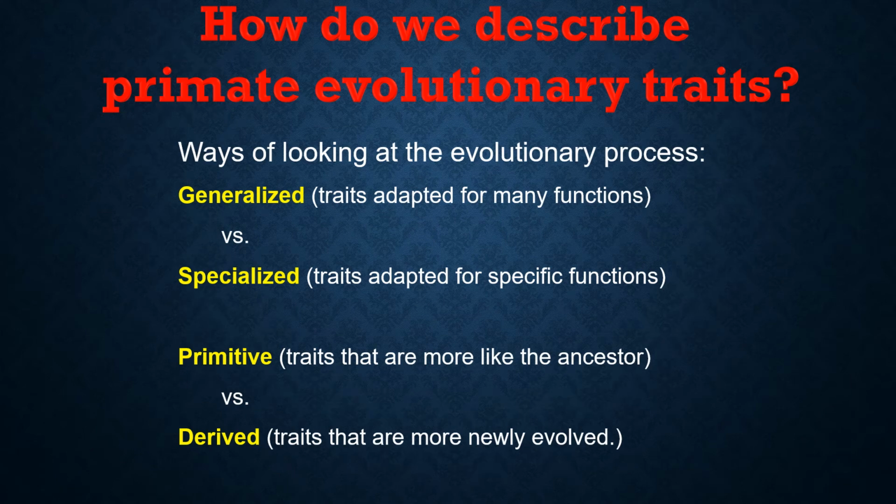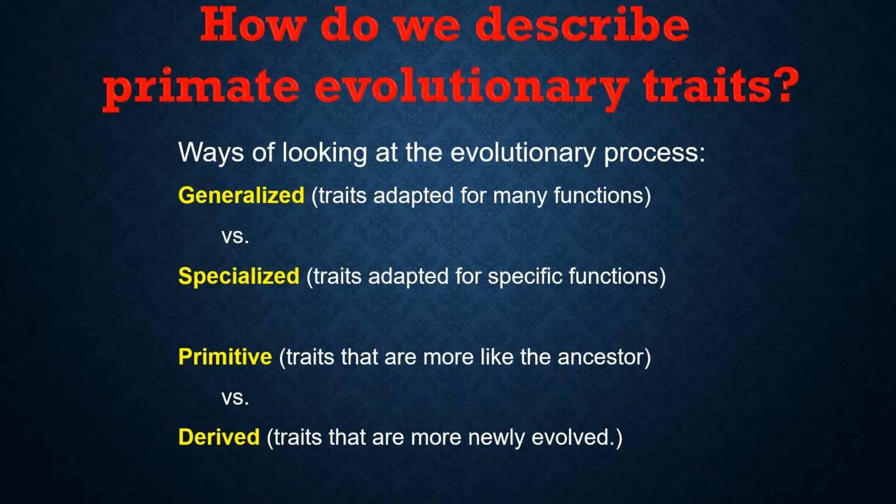Well, when we talk about primate evolutionary traits, we use two descriptive terms to refer to them. And in your lab, you're going to be reconstructing what we call phylogenetic trees, which place different traits in relation to the last common ancestor for a species. So it's a good way of looking at the evolutionary process, right? So we have generalized traits versus specialized traits. If it's generalized, it's a trait that's adapted for many different functions. If it's specialized, it's a trait that is adapted for a specific function.